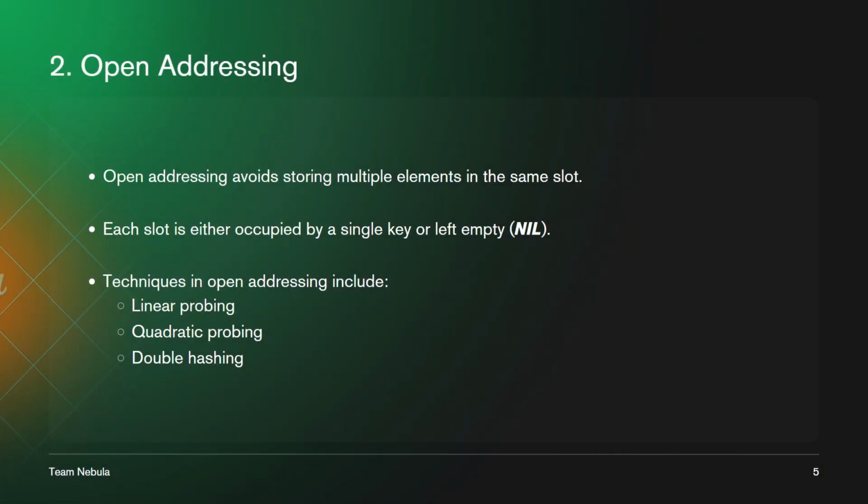Open addressing. Unlike chaining, open addressing doesn't store multiple elements into the same slot. Here, each slot is either filled with a single key or left nil. Different techniques used in open addressing are linear probing, quadratic probing, and double hashing.